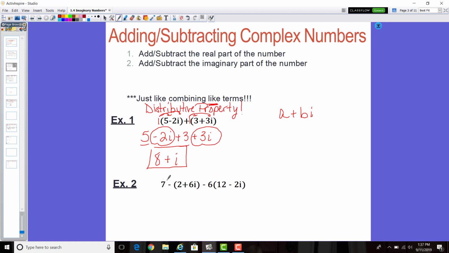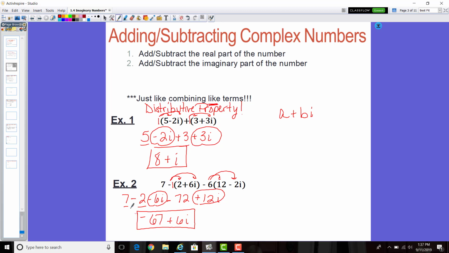The bottom one reads 7 minus the complex number 2 plus 6i minus 6 times 12 minus 2i. You'd be surprised how many people think that this 7 is the multiplier, even though it's not. The multiplier is this -1 that's sitting directly in front of it. So we're going to get 7 minus 2 minus 6i minus 72 plus 12i. Then again, we want to combine our real numbers. 7 minus 2 is 5. 5 minus 72 is -67. And then -6i and +12i is +6i. You treat those i's when you're adding and subtracting just like terms.